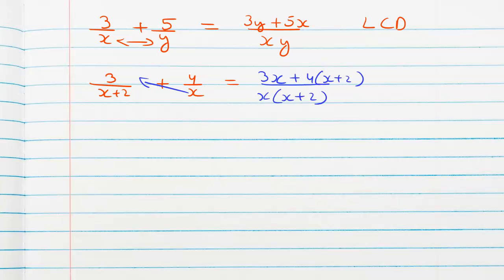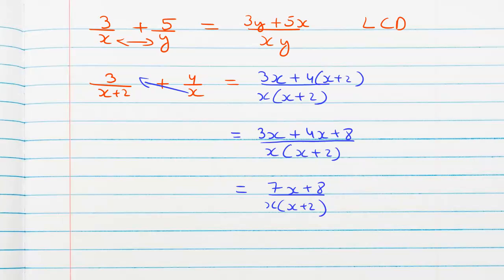Okay, and remember that this is not a final answer. We need to simplify it further as long as we can. We have 3x plus 4 times x, 4x plus 8, over x times x plus 2, and the last step will be 3x plus 4x, that's 7x plus 8 over x times x plus 2. Okay, and this is actually our final answer.